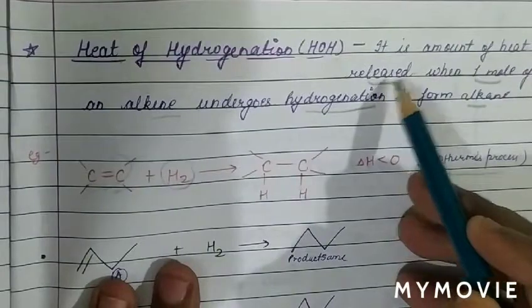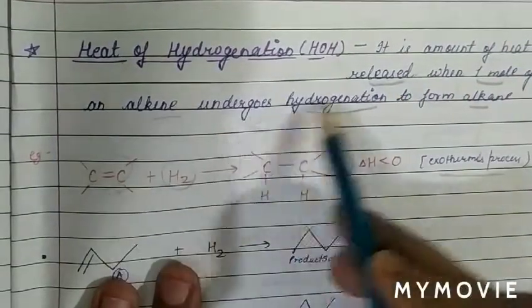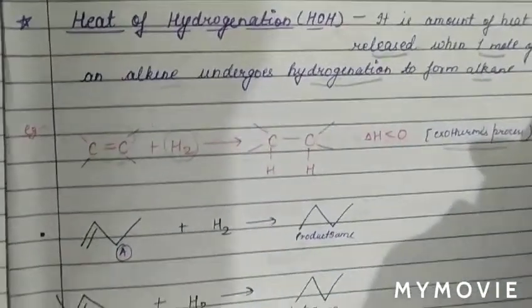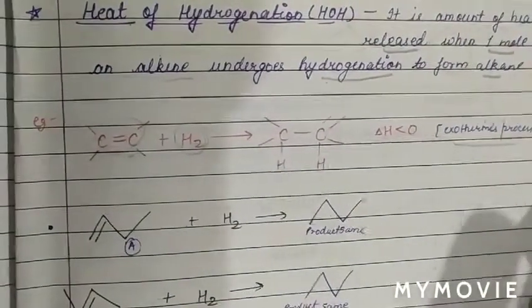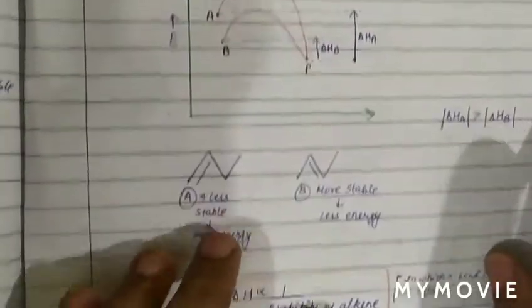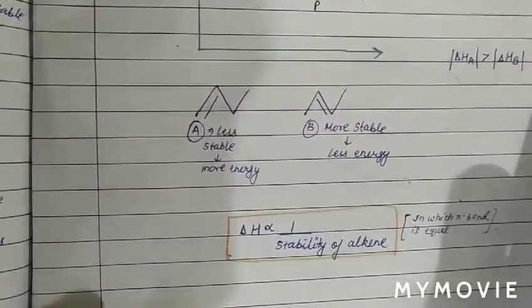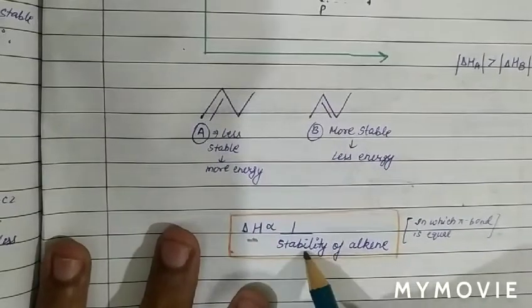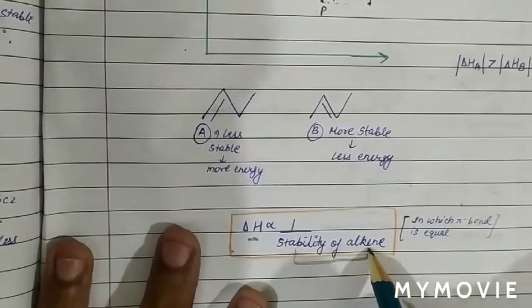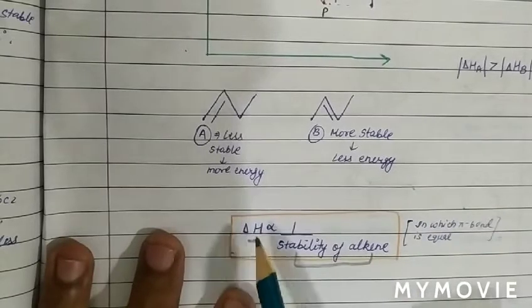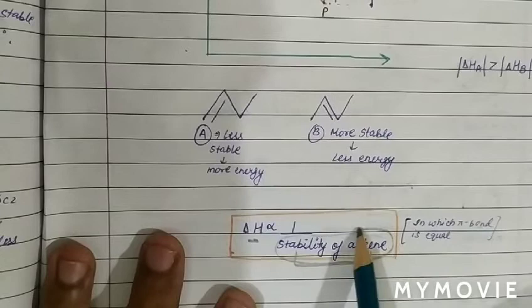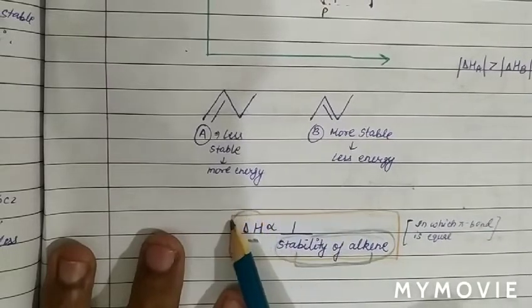So basically heat of hydrogenation is the amount of heat released when 1 mole of alkene undergoes hydrogenation and forms alkane, and this is an exothermic process. Now see, as we can see the stability, the heat of hydrogenation is inversely proportional to the stability of the alkene. If the stability of the alkene is more, then the heat of hydrogenation will be less.